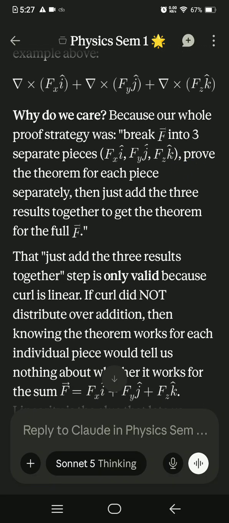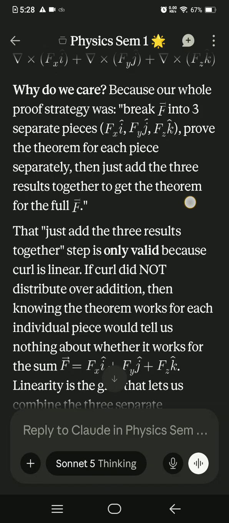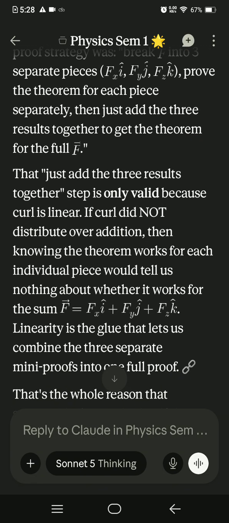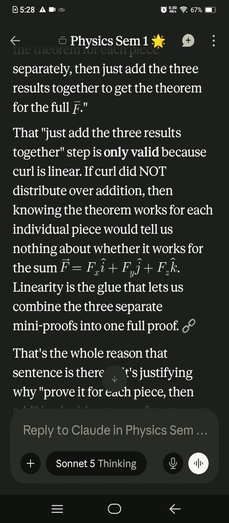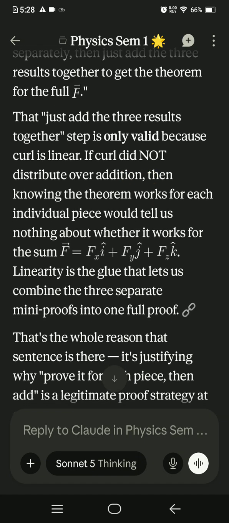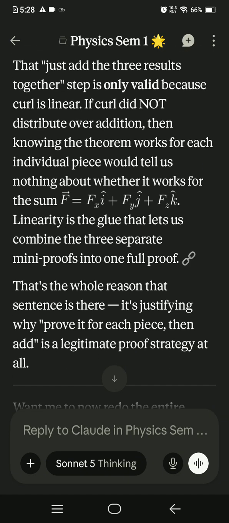Why do we care? Because our whole proof strategy was to break f into 3 separate pieces, then prove the theorem for each piece separately, then just add the results together. That add-the-results-together step is only valid because curl is linear. If curl did not distribute over addition, then knowing the theorem works for each individual piece would tell us nothing about whether it works for the sum.